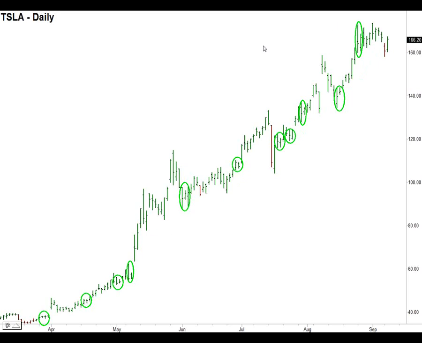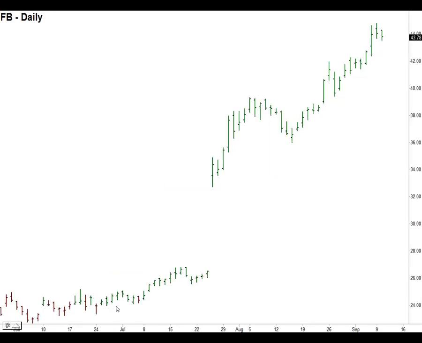We also talked about Facebook. We got you in well before that news came out in Facebook, way back here, okay? But even if you had missed that, there were still a lot of inside day patterns after that news announcement came out.